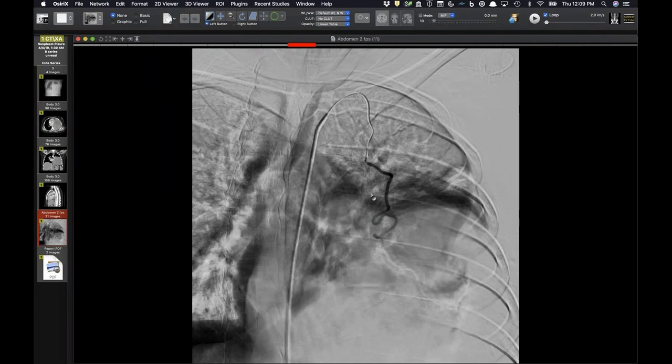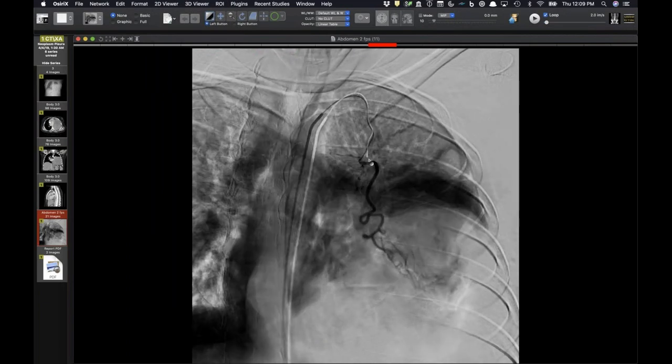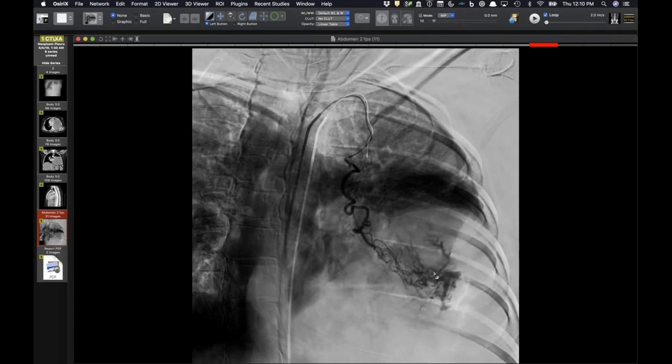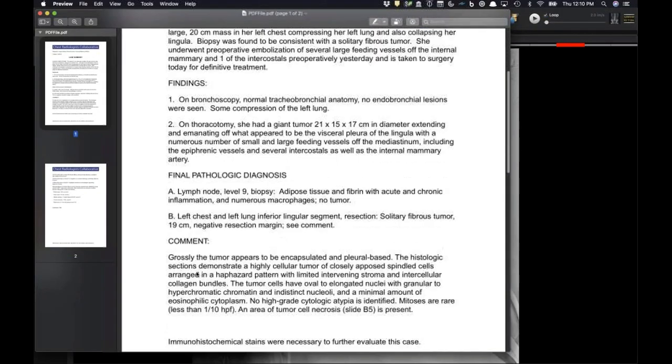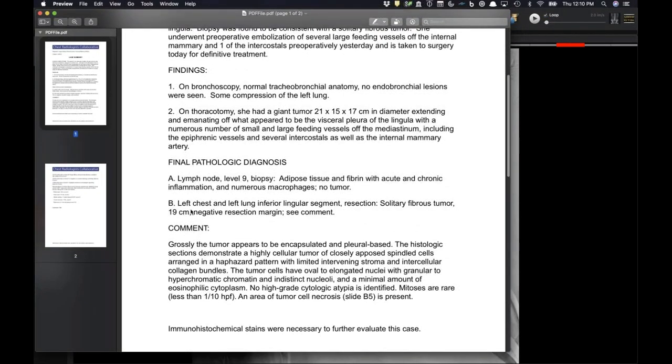The major supply of this is a selective branch of the left internal mammary artery. So subclavian, the internal mammary, and most of the blood supply is coming from systemic vessels. There was also one intercostal artery, but they went in and embolized these. Sure enough, on pathology this was a 19 centimeter solitary fibrous tumor, and it wasn't a malignant one either.